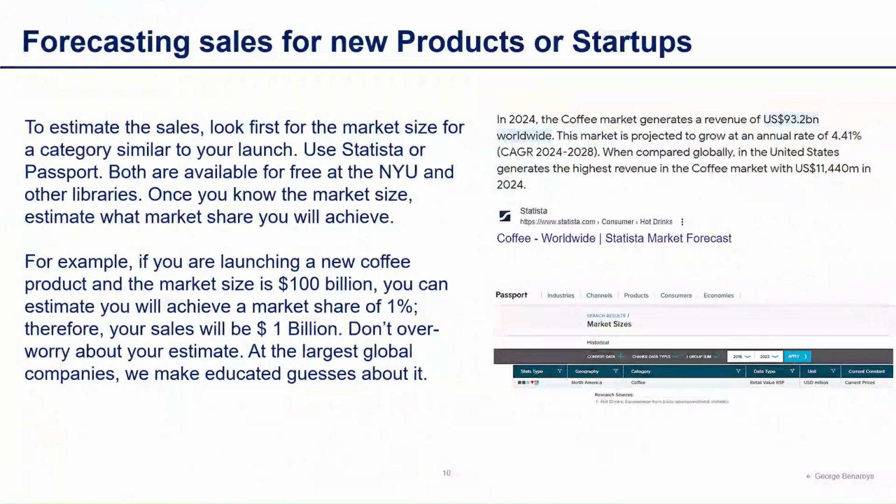Forecasting sales for new products or startups. To estimate the sales, look first for the market size for a category similar to your launch. Use Statista or Passport. Both are available for free at the NYU and other libraries. Once you know the market size, estimate what market share you will achieve. For example, if you are launching a new coffee product and the market size is $100 billion, you can estimate you will achieve a market share of 1%. Therefore, your sales will be $1 billion. Don't overworry about your estimate. At the largest global companies, we make educated guesses about it.